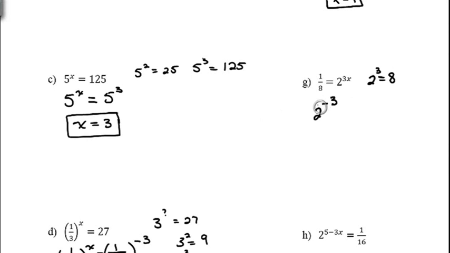So the negative sign will flip this upside down, giving you a half. And then when you take a half times a half times a half, you get the 1/8. Okay, so 1/8 is the same as 2 to the negative 3rd. And then that's equal to 2 raised to the 3x. And so we have the same base, and so we can set our exponents equal to each other. So negative 3 is equal to 3x. And then divide both sides by 3. That gives us x is equal to negative 1.